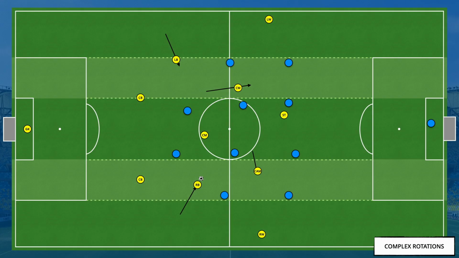This rotation sees the fullback invert as the team move forward. This movement from the fullback allows the team's midfielders to move forward between the opposition's defensive and midfield lines and within the half spaces. This increases the team's attacking potential by moving key players into more dangerous areas.